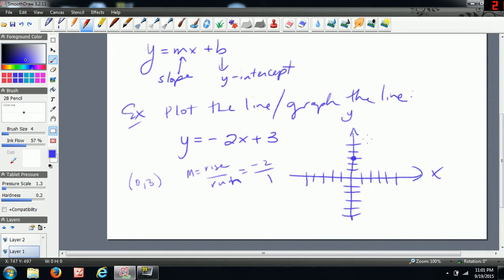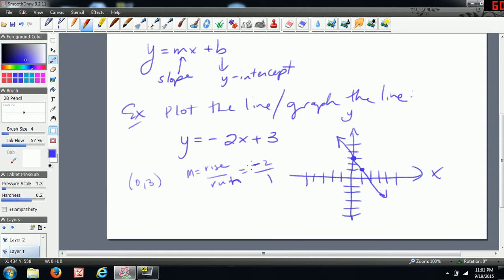Okay, so now if it was positive 2 over 1, that's how I would have drawn the equation. But because it's actually negative 2, we're going down. So it's a rise of negative 2, so I forgot that part. So that's going down 2 and a run of 1, which is positive 1, so that's to the right. Okay, so we go down 2 and over to the right, so we connect those two, and we've just plotted our line. We've graphed the line, okay?